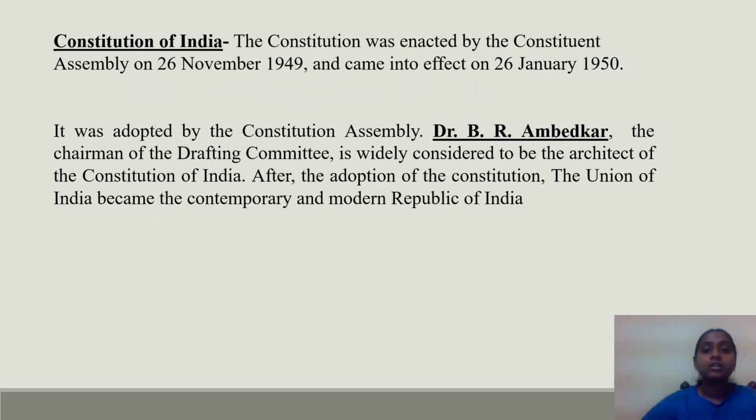Constitution of India. The Constitution was enacted by the Constituent Assembly on 26 November 1949 and it came into effect on 26 January 1950. It was adopted by the Constituent Assembly, where Dr. B.R. Ambedkar, the chairman of the drafting committee, is widely considered to be the architect of the Constitution of India. After the adoption of the Constitution, the Union of India became the contemporary and modern Republic of India.